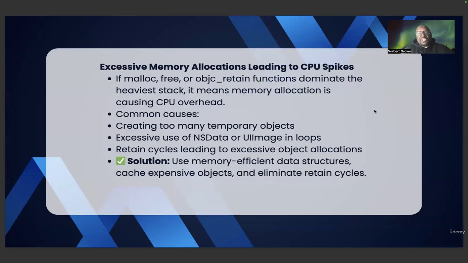Excessive memory allocations leading to CPU spikes. If malloc, free, or Objective-C retain functions dominate the heaviest stack, it means memory allocation is causing CPU overhead. Common causes: creating too many temporary objects, excessive use of NSData or UIImage in loops, retain cycles leading to excessive object allocation. Solution: use memory efficient data structures, cache expensive objects, and eliminate retain cycles.